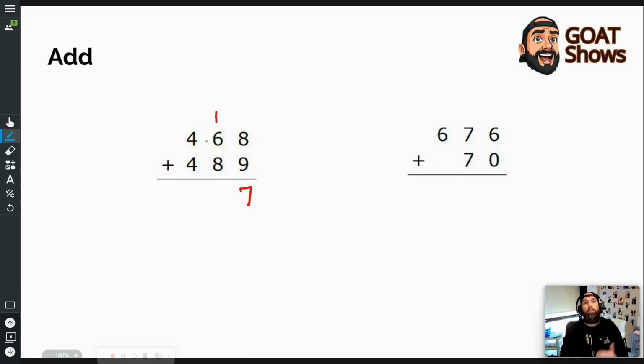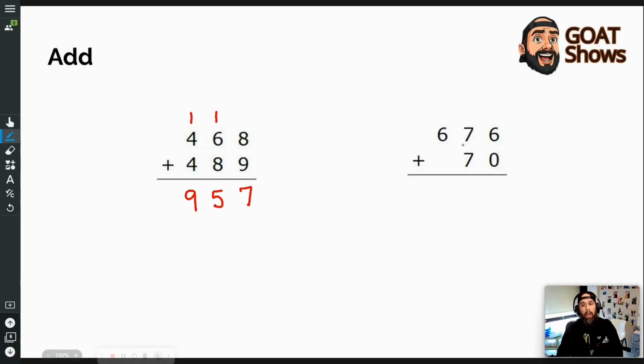Now you add those three guys up. 1 plus 6 is 7. 7 plus 8 is 15. So 15, 1 5, write out your 5, carry the 1. Now add these three numbers up. 1 plus 4 is 5. 5 plus 4 is 9. So 468 plus 489 is 957.